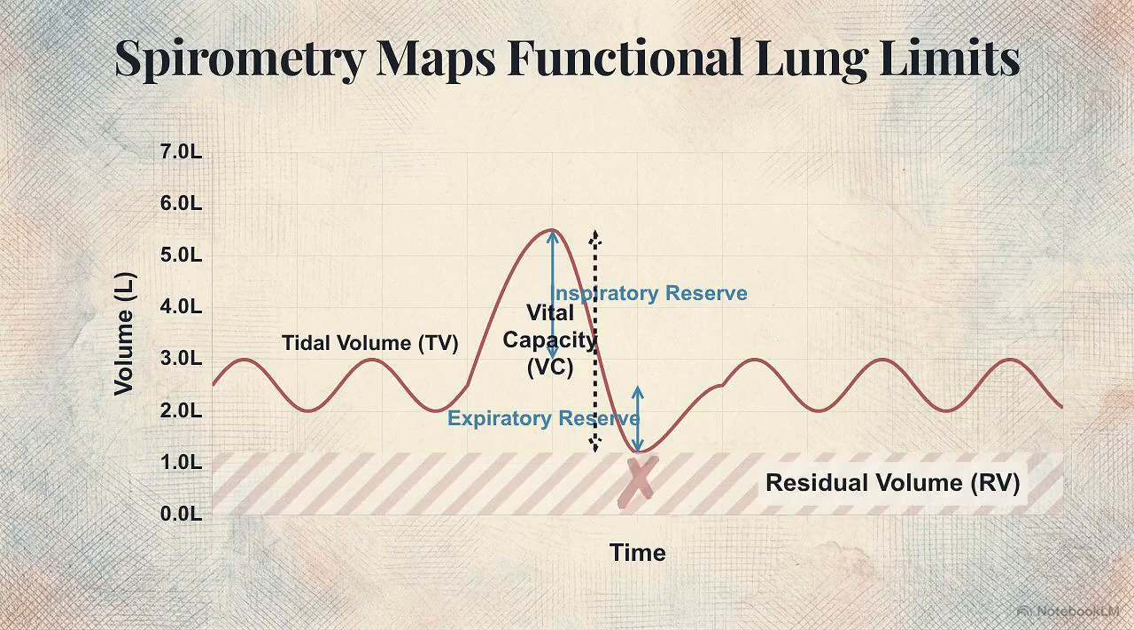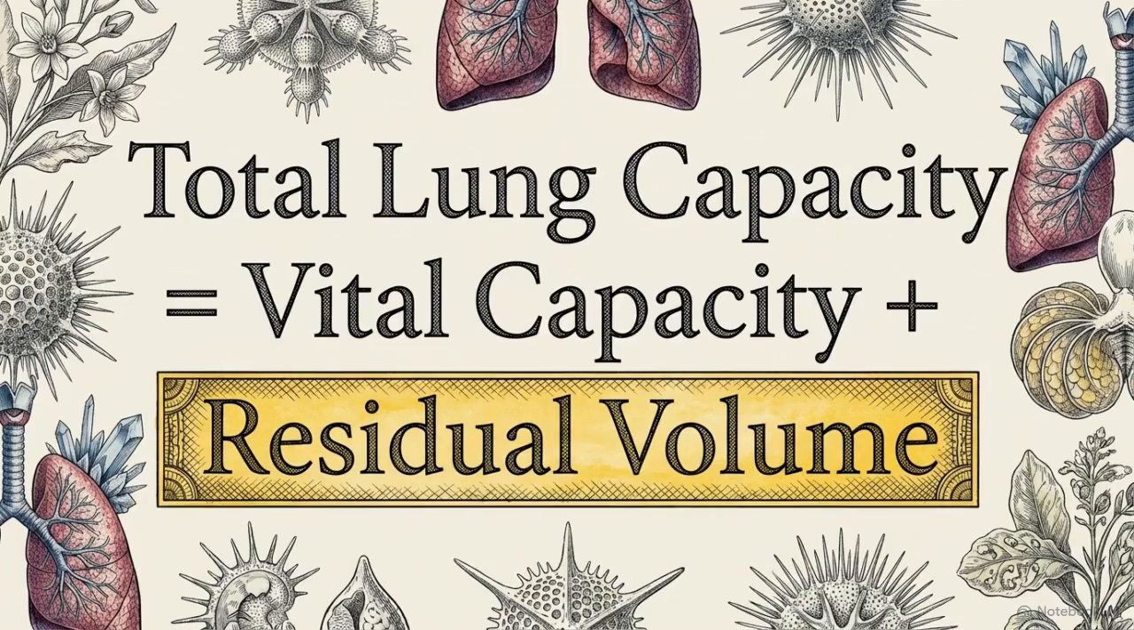The space at the bottom of the axis is the residual volume. This is the air that prevents alveolar collapse. It can never be exhaled or directly measured by the spirometer. Total lung capacity is a calculated metric that relies on this hidden, unexhalable residual volume.